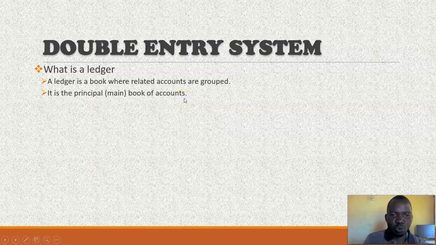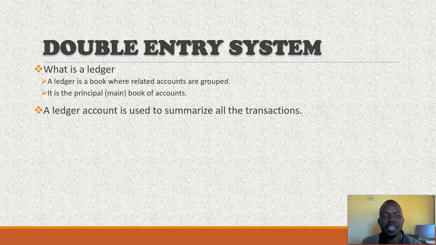But one would wonder, why is the ledger referred to as the principal or main book of accounts? Well, to answer that question, the reason why the ledger is called the principal or main book of accounts is because this is where the double entry system is completed. A ledger account is used to summarize all the transactions.